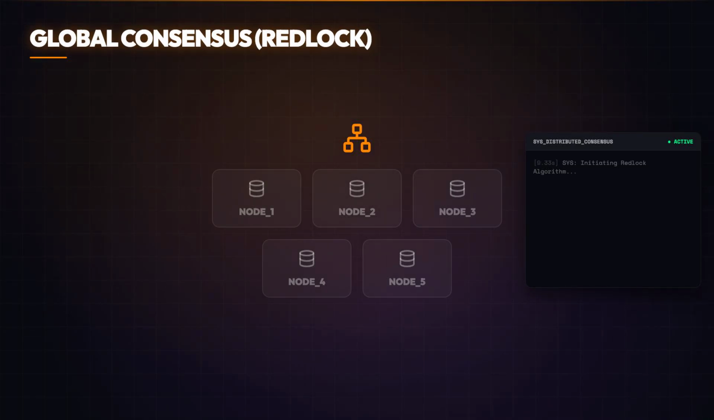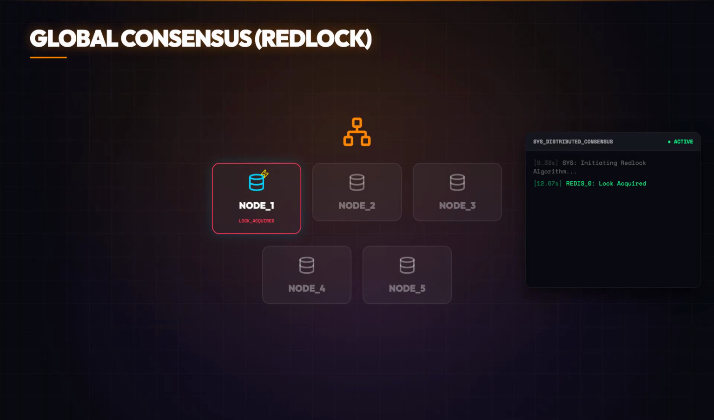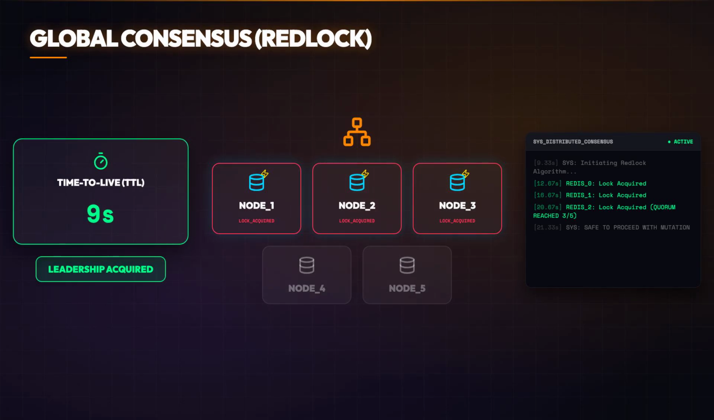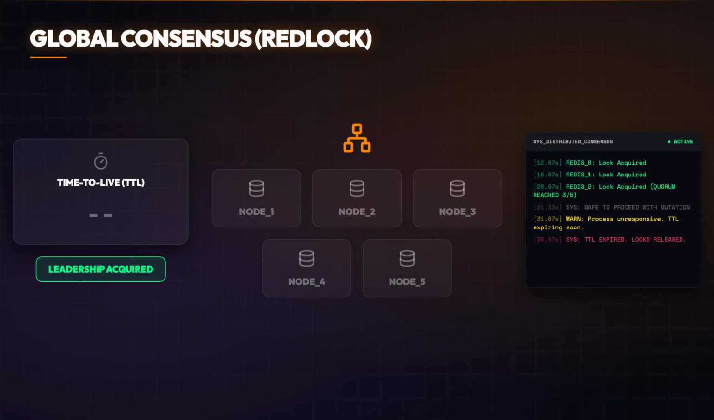Instead of locking a row, we create a global lock in a fast central store like Redis, with a key like lock product 123. We use the Redlock algorithm for high availability across multiple nodes, ensuring that a single failing Redis instance doesn't break our consensus. But never forget the most critical rule. Always set a TTL. If your application crashes while holding a lock without a time to live, that resource is deadlocked forever until someone manually intervenes. Life is dangerous in the cloud.